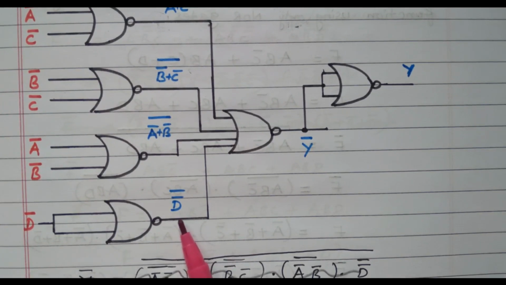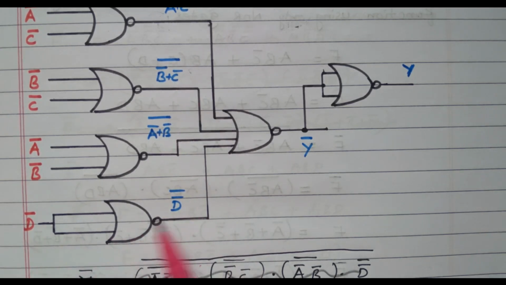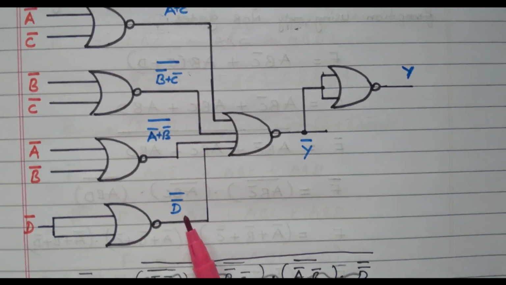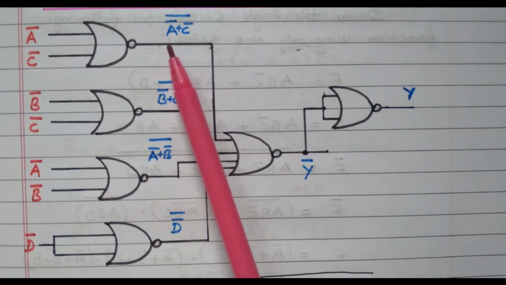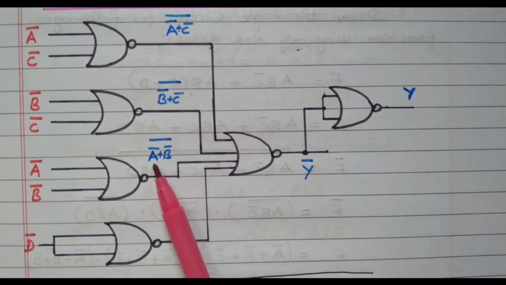So we need to get the inverted output. We are using a NOR gate with the two inputs common, two inputs short circuited. If the NOR gate has two inputs short circuited and a common input is given, it will act as a NOT gate, right? So the D bar is given, we'll get D double bar. Now we got the four outputs: (A bar plus C bar) the whole bar, (B bar plus C bar) the whole bar, (A bar plus B bar) the whole bar, and D double bar.